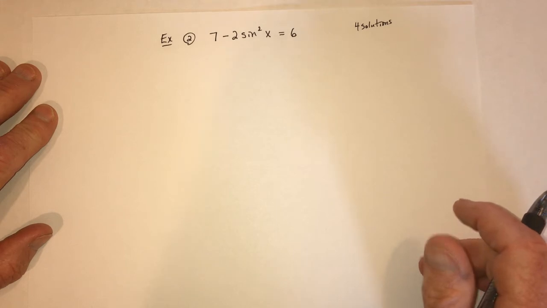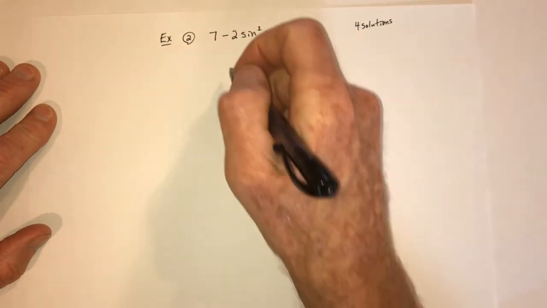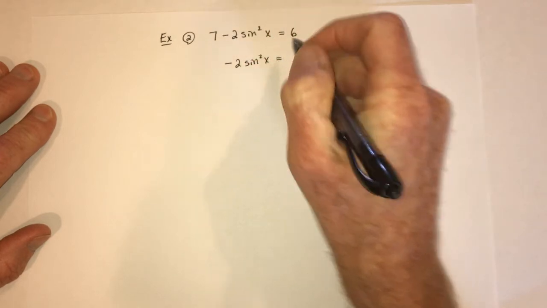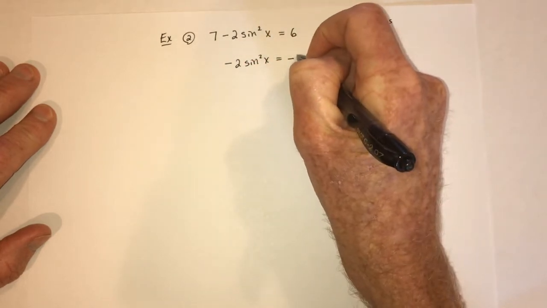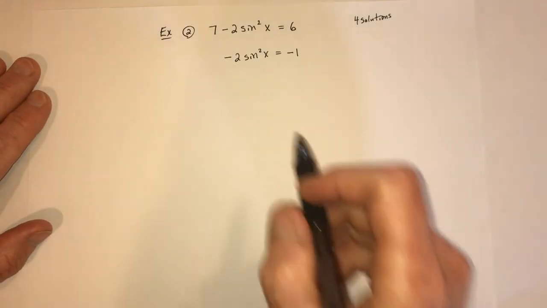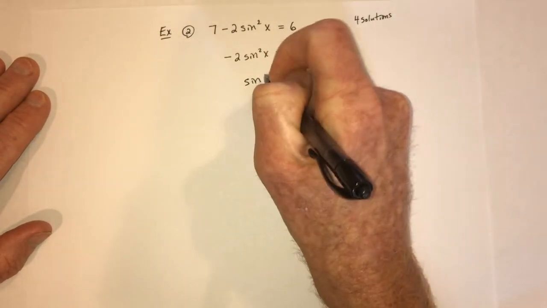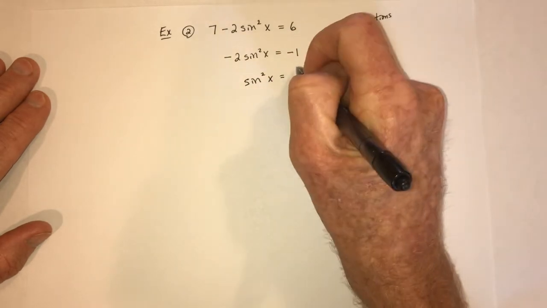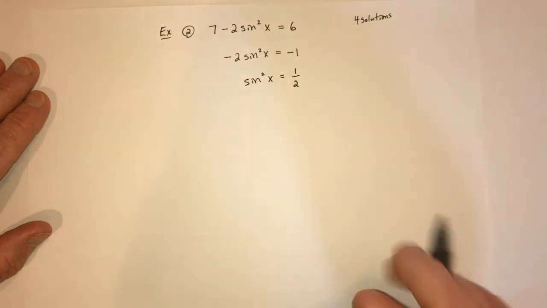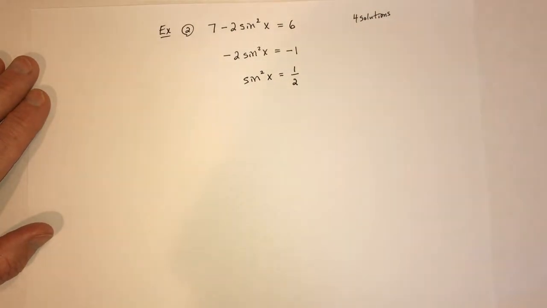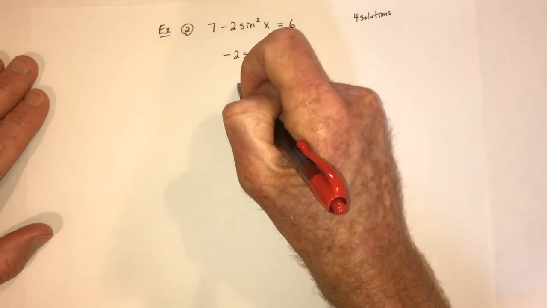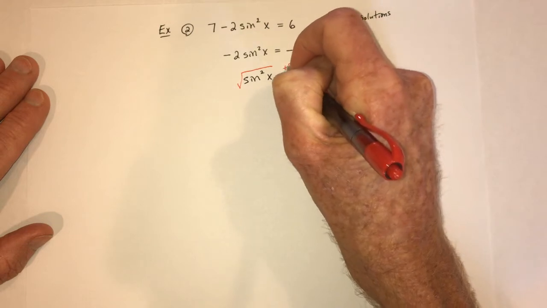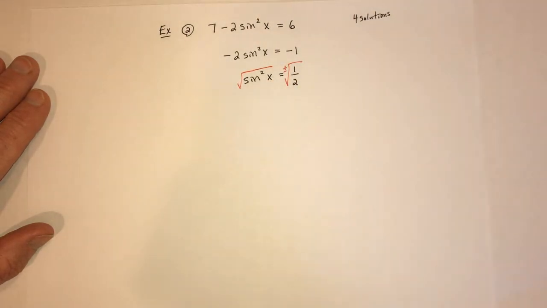Now start doing some algebra, like subtract 7 from both sides. And then 6 minus 7 will be a negative 1. Next, divide both sides by negative 2. And when you divide this by negative 2, the negatives will cancel and it's just equal to a half. And then square root both sides and make sure that when you do the square root on the right side, you put both the plus and minus.